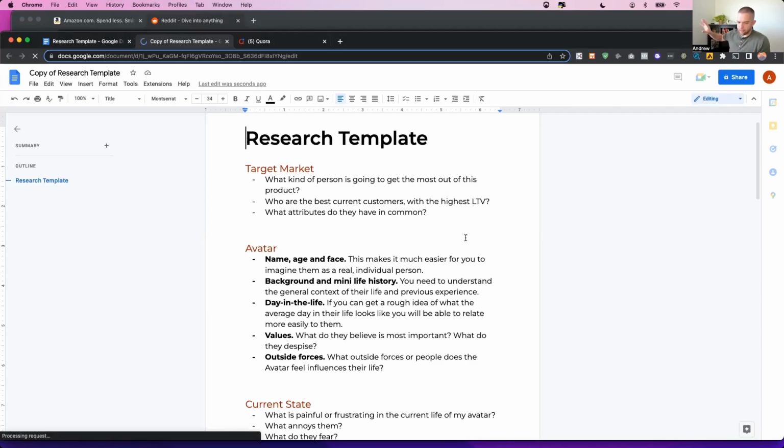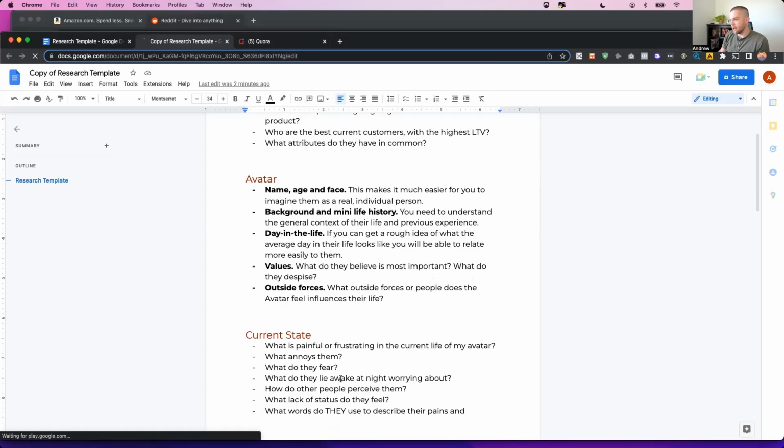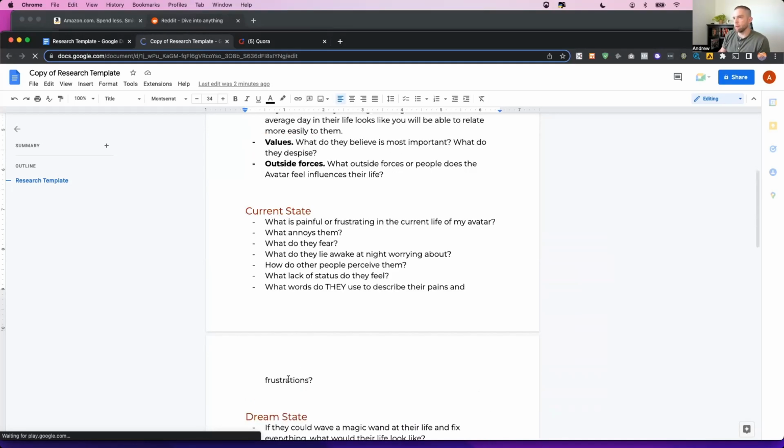She might blame other people. There might be some other issues we might run into, but we'll see if we can find some of those things. And we're going to find some of this information here as we go through. Let's start playing around with current state, what's painful, dream state, that sort of stuff. Let's start playing around with that.